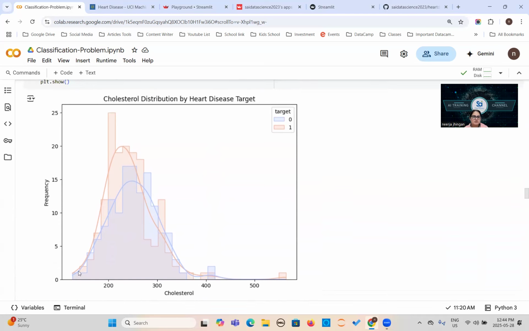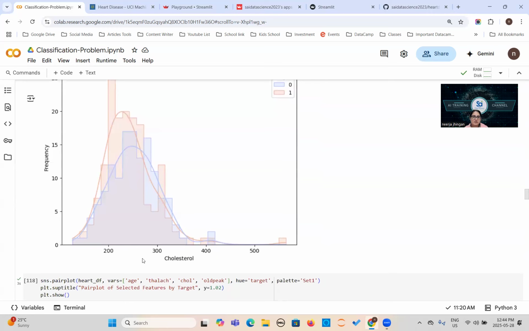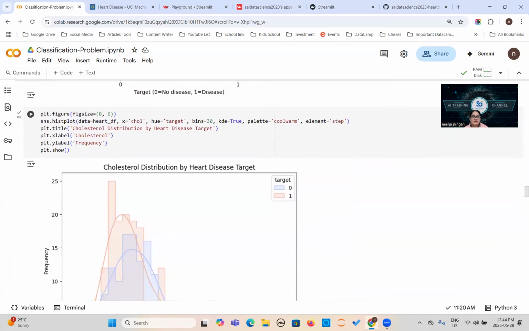So if their cholesterol levels are between 50 and 200 and going up, they have more heart disease, so they should take care, and then it goes down, right? And the people whose cholesterol level is even between 300 to 400 don't have heart disease. Okay, so this is what it is showing. This is called the histogram plot, and the bell curve shape is showing the KDE, kernel density.